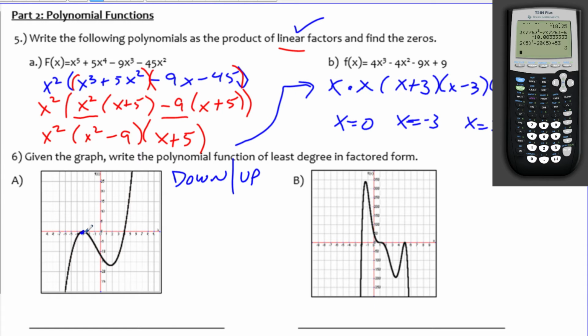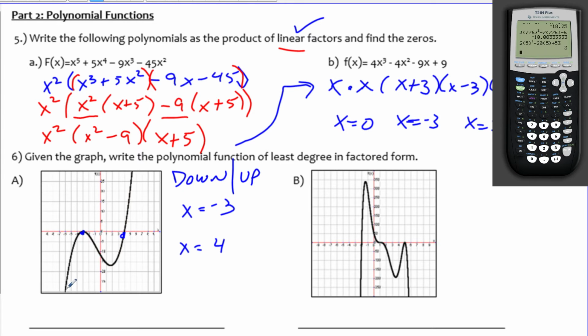So I see a 0 right here. It looks like at negative 3. So I'm going to say x equals negative 3 is a 0, and another one right here at x equals 4. Now I need to look at those zeros and say, how is the graph behaving at those zeros?